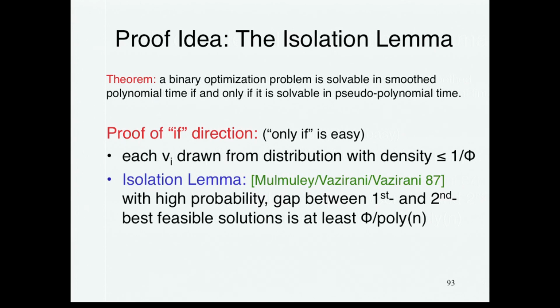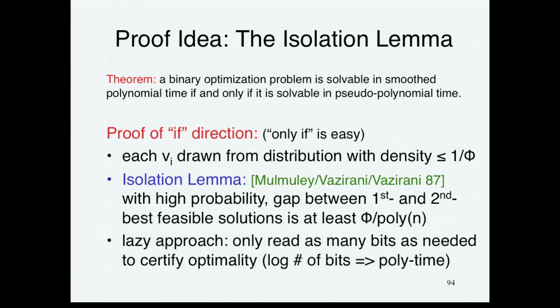How does that help us? Well, now we can just sort of, in a lazy way, use our assumed pseudo-polynomial time algorithm. We'll only read as many bits of the VIs as are necessary so that we're sure we've actually distinguished the first best from the second best. Since they're inverse poly apart, we only need a logarithmic number of bits to do this. You feed that into the pseudo-polynomial time algorithm, it's actually going to run in polynomial time, and we're done.